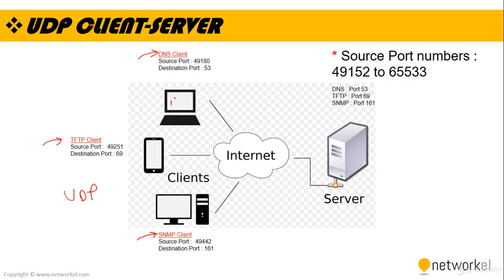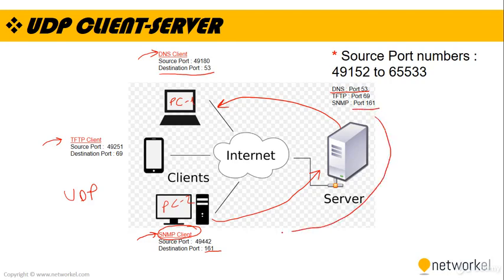So for example, if PC1 wants to get the DNS service from this server, it sends UDP packets saying, hey guy, my destination port is 53, that means I need that DNS service from you. For example, let's take a look at this client, which is PC2. This is an SNMP client, and SNMP uses UDP also. So this is sending a UDP message with a destination port of 161 to get the SNMP service from this server.